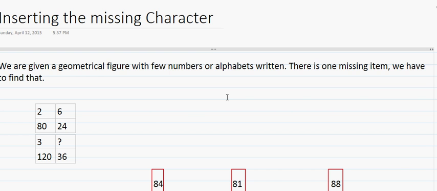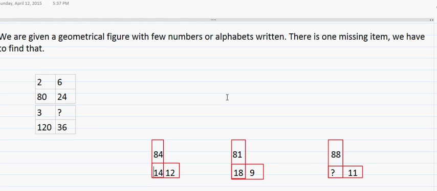Usually you are given a geometrical figure or some figure, and there are some alphabets or numbers written there, and there is a missing term. You have to find that missing term. So I have taken a few examples from previous year papers which we would solve together, and I don't think that we can actually look for a logic because there is not.